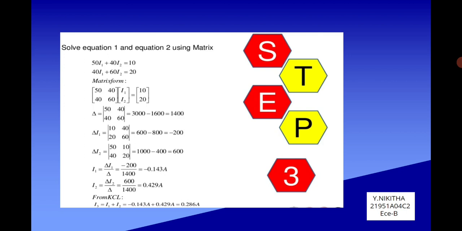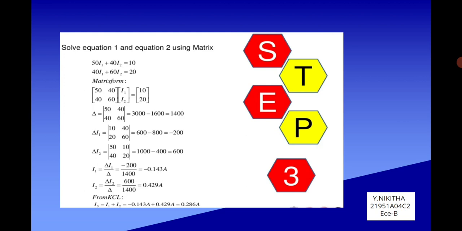Step 3. Solving equations 1 and 2 using matrix. 50I1 plus 40I2 is equal to 10. 40I1 plus 60I2 is equal to 20. Matrix form: 50, 40, 40, 60, times I1, I2, equals 10, 20.